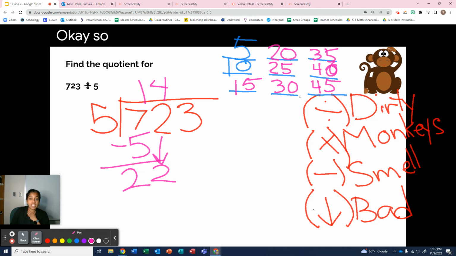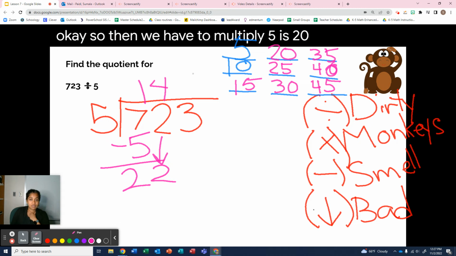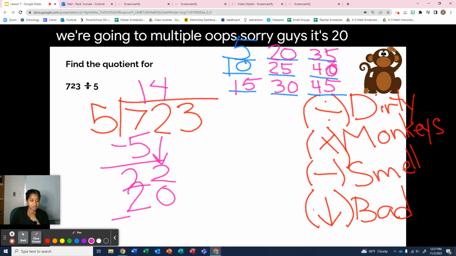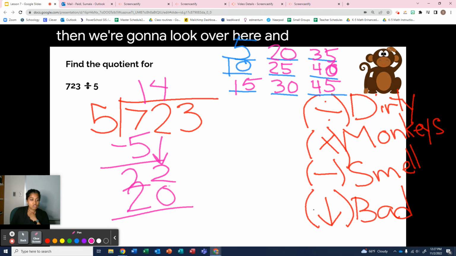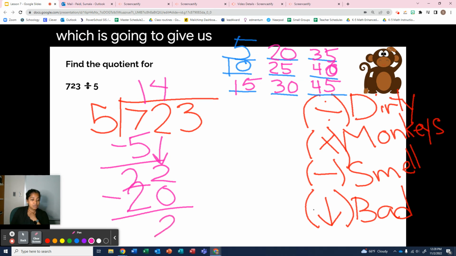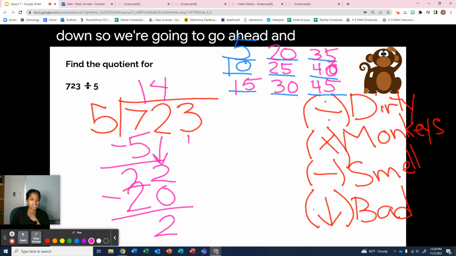Okay, so then we have to multiply. 4 times 5 is 20. Right? So we're going to, sorry guys, that's 20. And then we're going to look over here and we're going to subtract. So we're going to subtract 22 minus 20, which is going to give us 2. Then we have to bring down. So we're going to go ahead and bring down our 3.